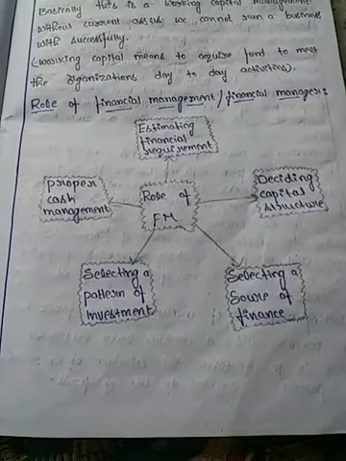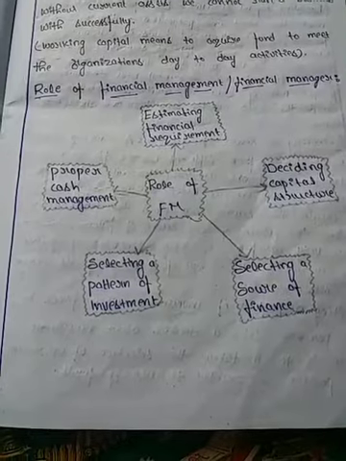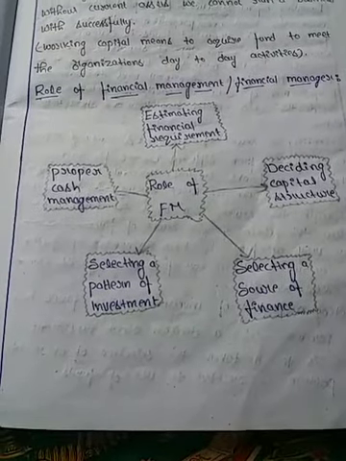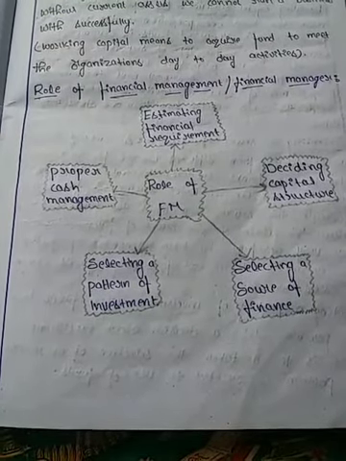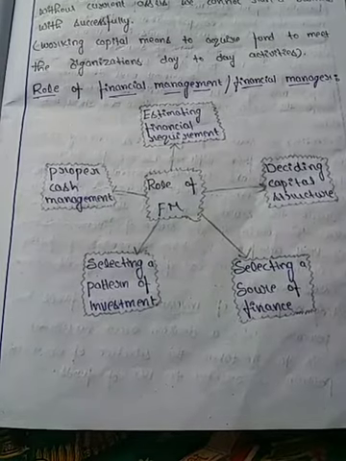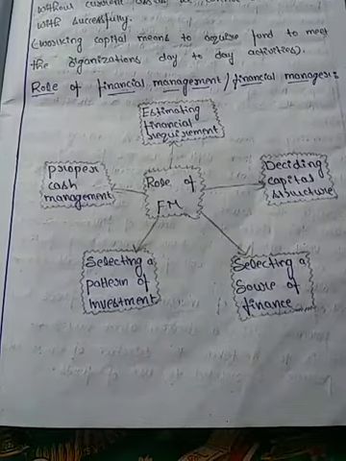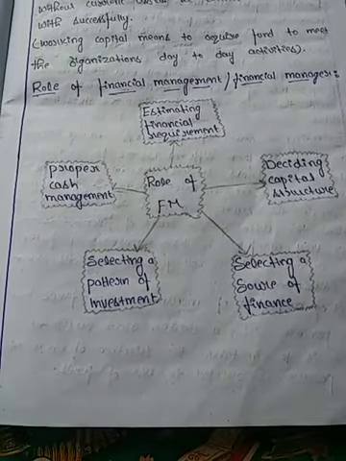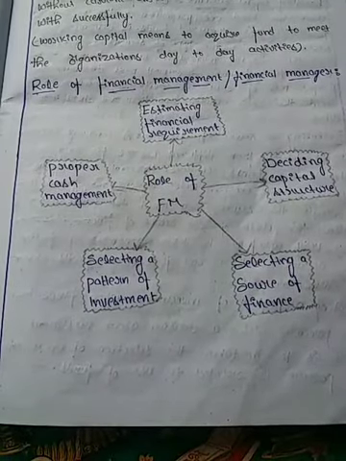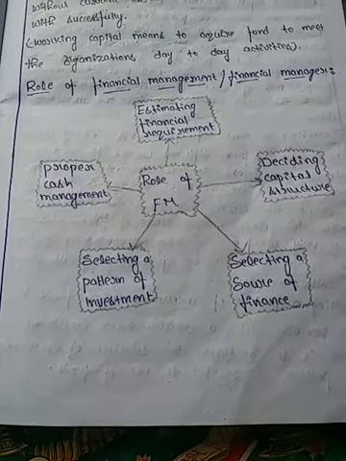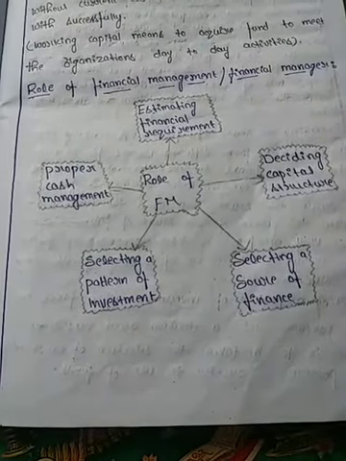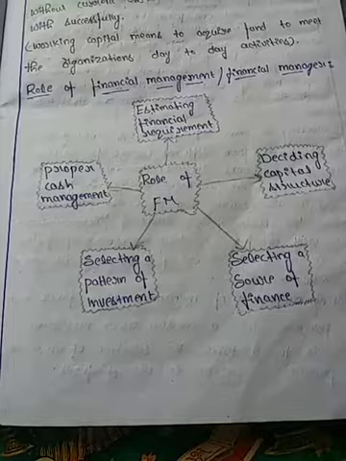Today we are going to discuss the role of financial management and the role of the financial manager. The role of the financial manager is classified into 5 modes. First one, estimating financial requirements. Second one, deciding the capital structure. Third one, selecting a source of finance. Fourth one, selecting a pattern of investment. And finally, proper cash management.